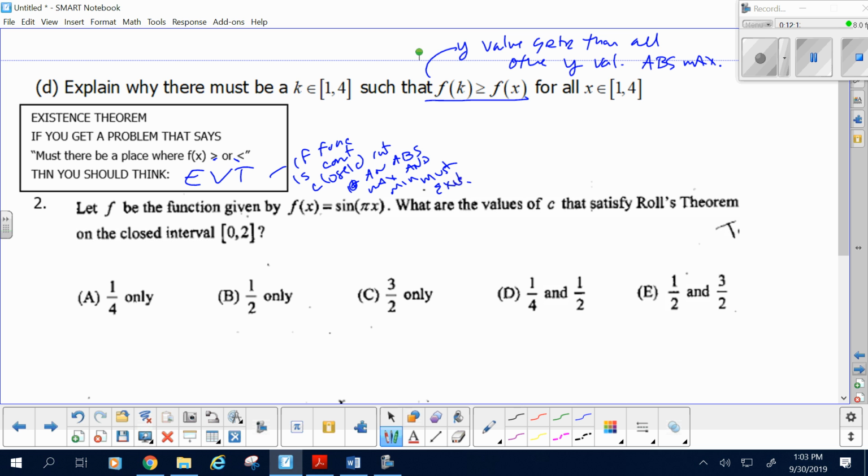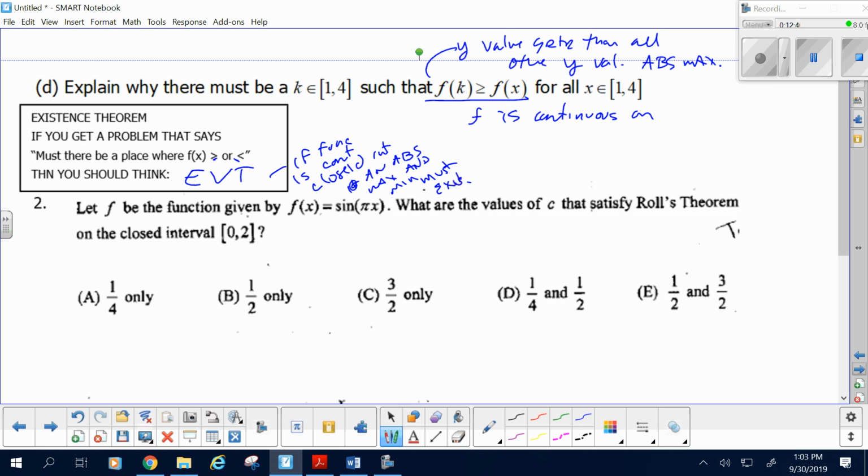Okay, so on this, must there be a place, now notice it says F, not H, so don't go talking about H anymore, it says just F. Must there be a place where F at that value is greater than or equal to all other values? Well, the conditions must be met, just like all theorems. F is continuous on a closed interval. They give you a closed interval, 1 to 4.